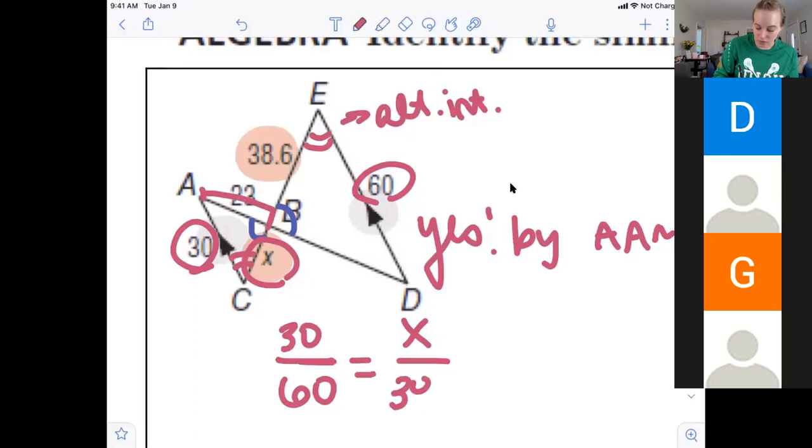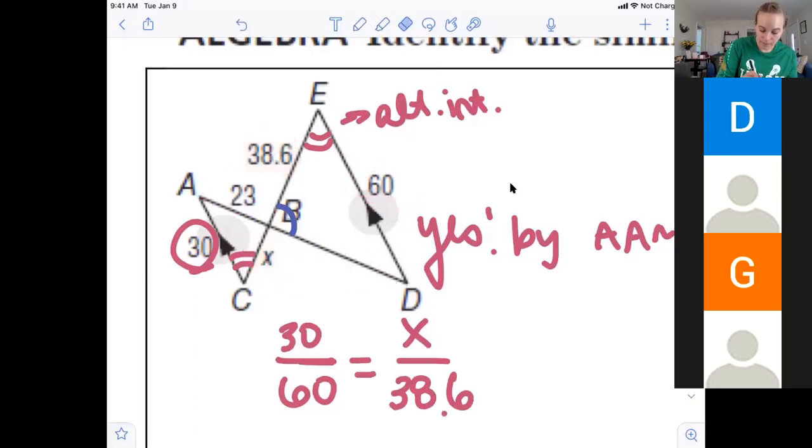And so I'm going to do X over 38.6. I don't know this side, so I can't do anything with 23. 23 is like a distractor. Does anybody have questions on that? Are we okay with that?